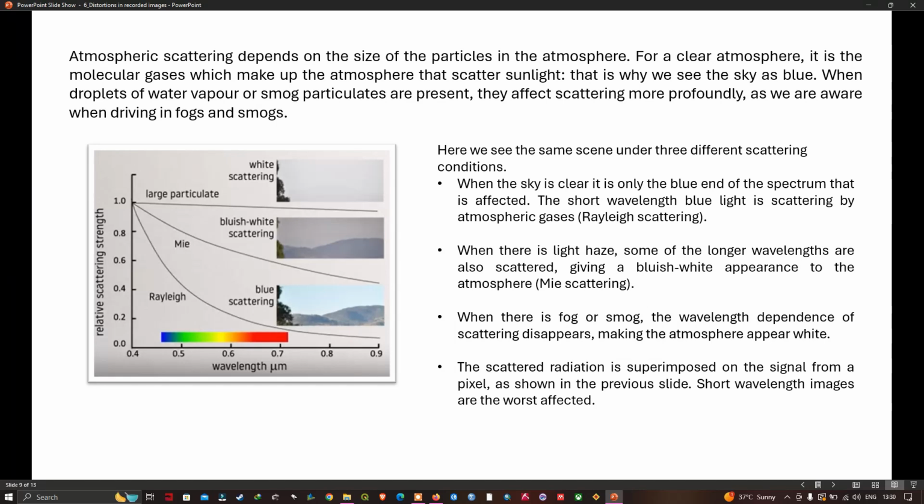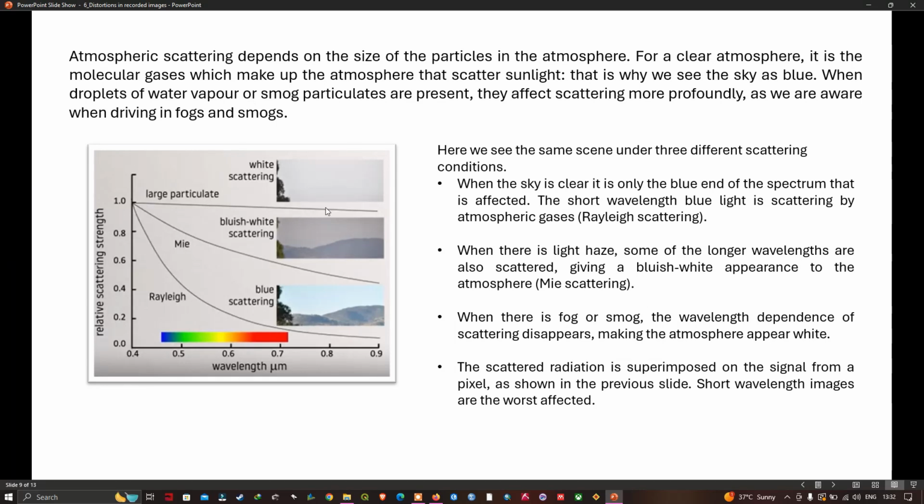And now let me get to this second graph here. The scattering from the light haze is called Mie scattering. It does not depend as strongly on wavelength as Rayleigh scattering. So the effect is a bluish white appearance. You can see this from the curve here, which indicates a bluish white appearance.